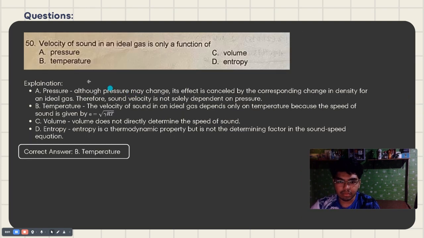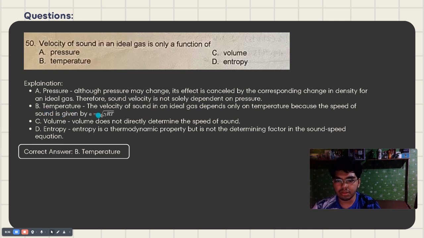Next, number 50. Velocity of sound in an ideal gas is only a function of A. Pressure, B. Temperature, C. Volume, D. Entropy. For the explanation, A. Pressure. Although pressure may change, its effect is cancelled by a corresponding change in density for an ideal gas. Therefore, sound velocity is not solely dependent on pressure.